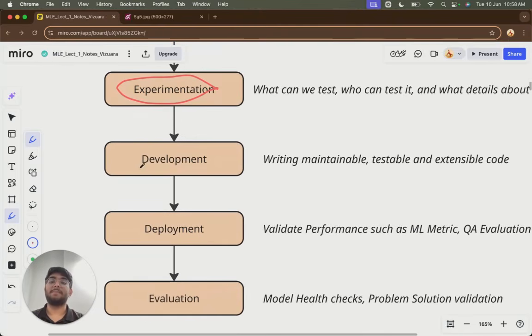Next is development. Once you see the experimentation is going well and there is no error in experimentation, or your model is performing well on the local setup, then you can develop it. For that, you'll need to write maintainable, testable, and extensible code, because you'll have to test it and this code will need to be updated every time. So for that, this should be extensible code.